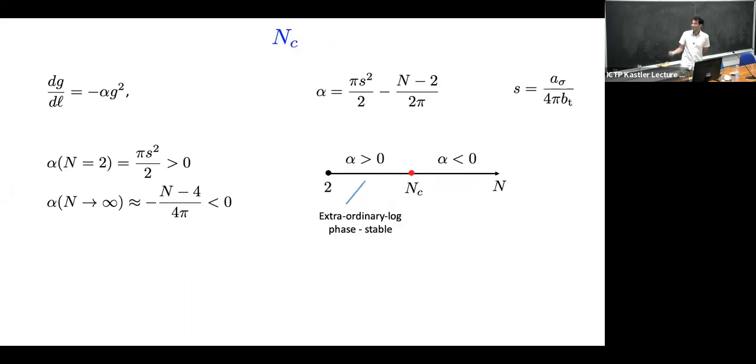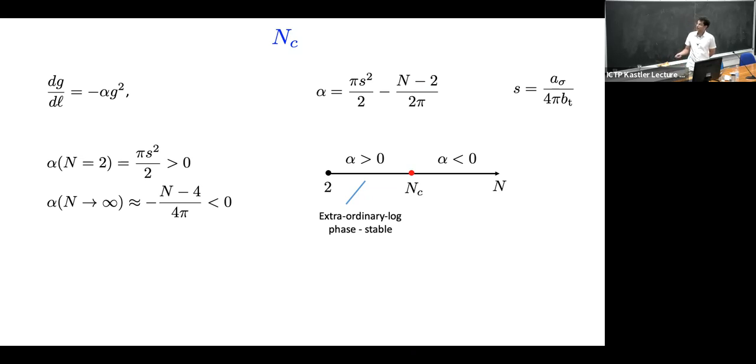All right, so the main question now becomes whether alpha is positive or negative. For general values of n, I can't give you an exact answer, but there are some limits that I understand. First, if n is equal to 2, then the only contribution to alpha comes from this coupling to the bulk, and this contribution is manifestly positive. So for n equal to 2, we definitely have the extraordinary log phase being realized. That's good, because for n equal to 2, remember the topology of the phase diagram, the KT transition required a separate extraordinary phase. And here we learned that this phase must be of the extraordinary log character.